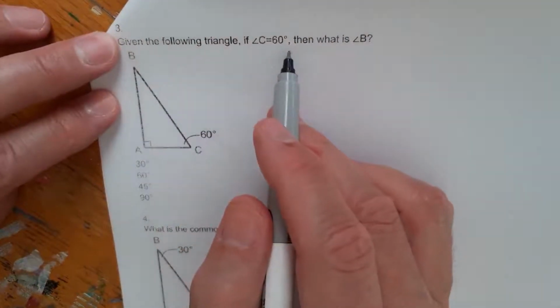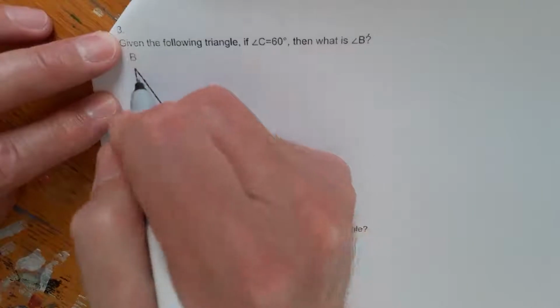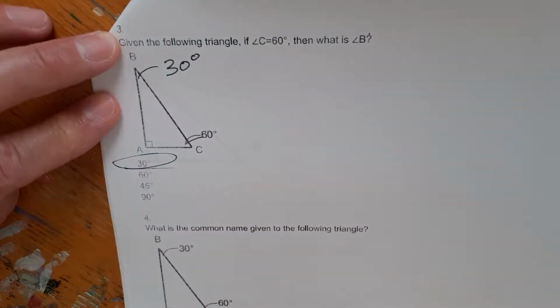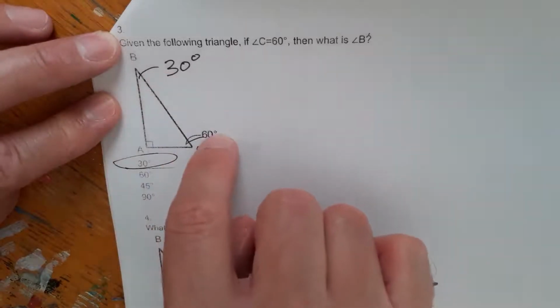Given the following, if C is 60, what's B? Well, we already did it. It's 30. It's a 30, 60, 90. It's a famous measurement of triangles, 30, 60, 90. Add them all up, they equal 180, right? 30 and 60 is 90, 90 and 90 is 180.